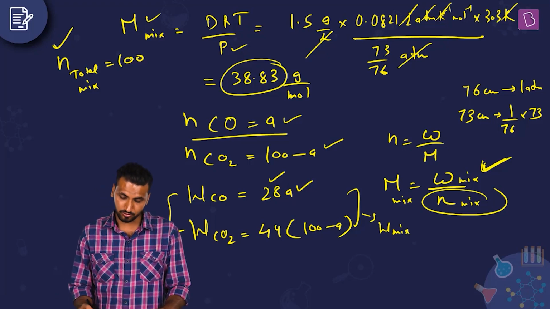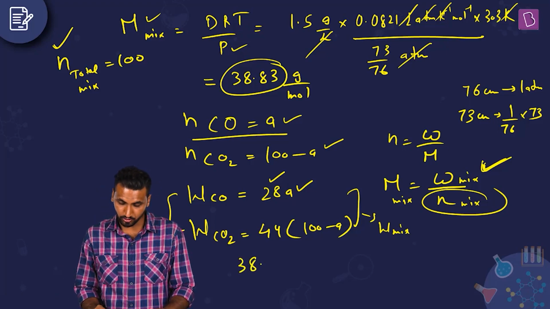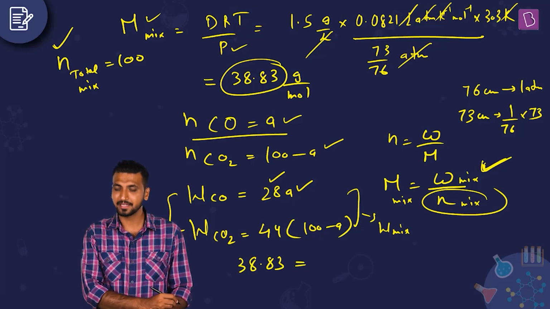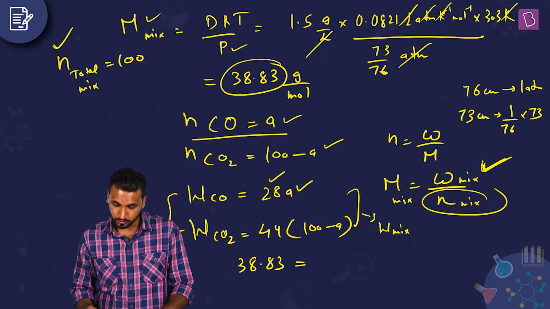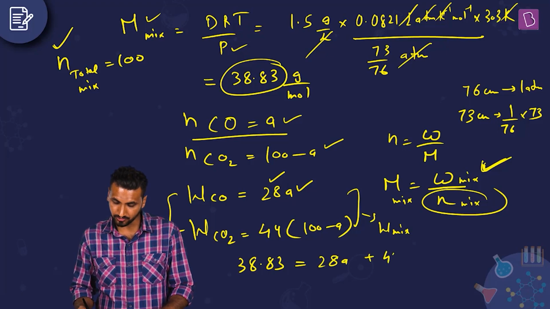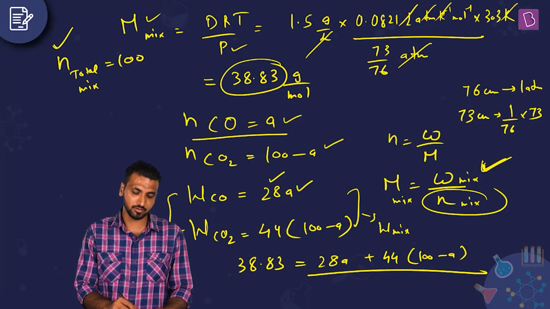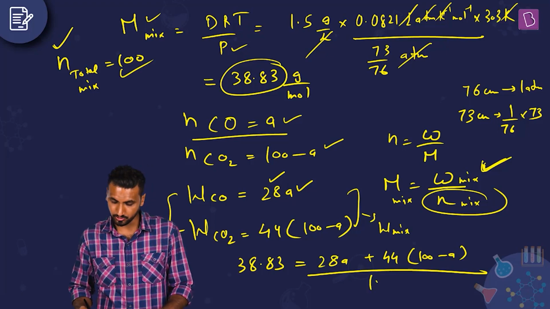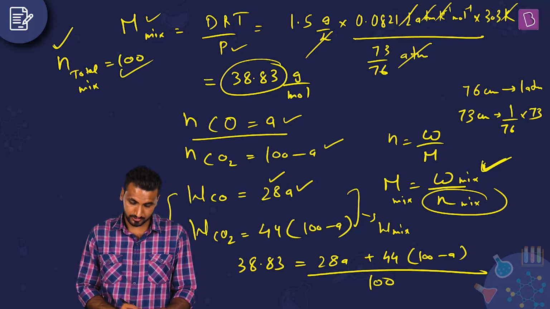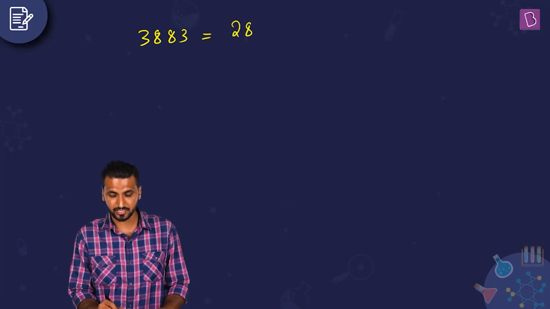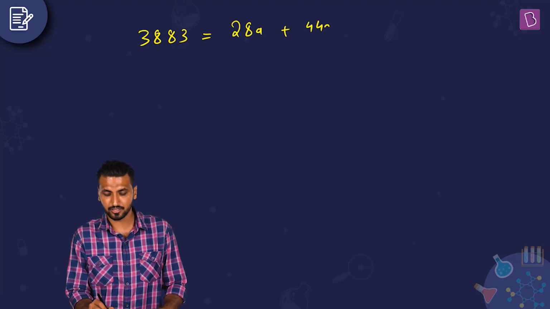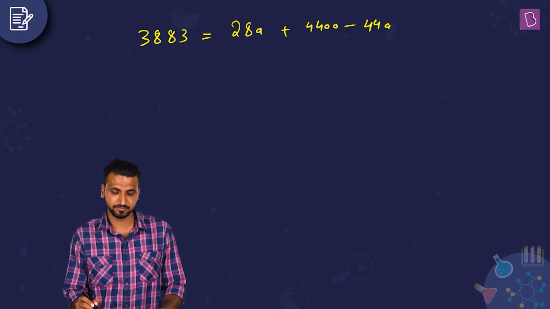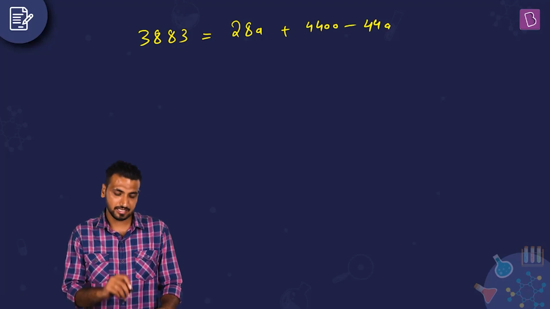Okay, let's put the value. Molar mass of the mixture is 38.83, equal to the total mass of the mixture, 28A plus 44 into 100 minus A, upon the moles of the mixture. The assumed moles are 100. So let's put 100 over here. If you multiply 38.83 with 100, it will become 3883 is equal to 28A plus 4400 minus 44A.